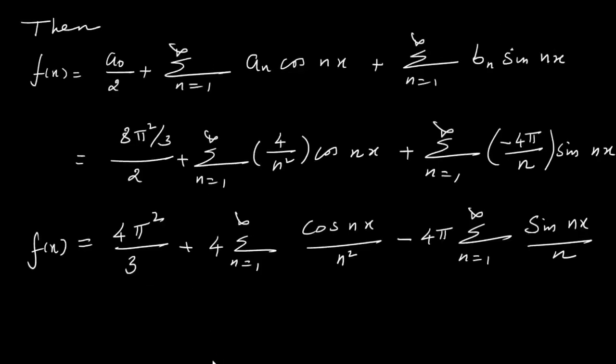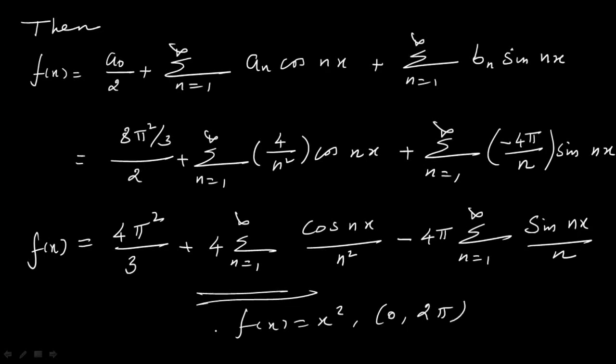So we get the values of a0, an and bn. Substituting in f of x gives you the general Fourier series representation of the given function. So from which we get, this is the Fourier series representation of the given function f of x, which is x square, defined in the interval 0 to 2 pi.